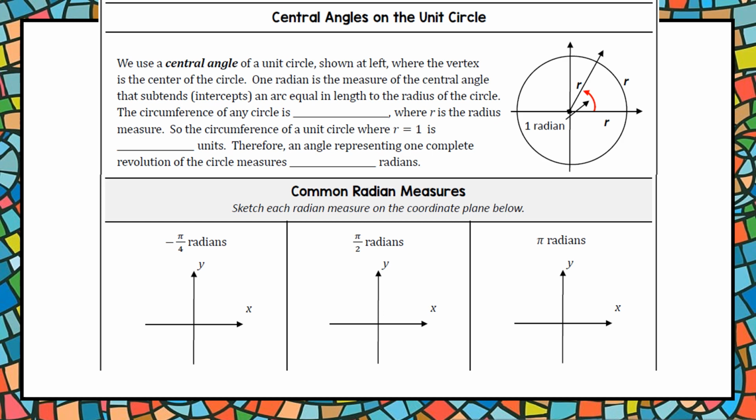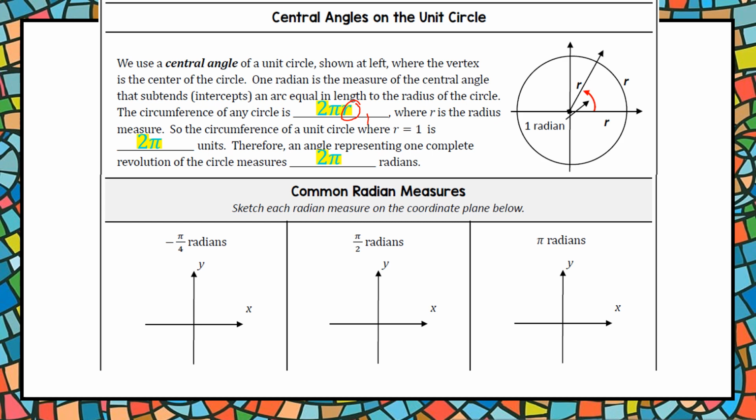The circumference of any circle, you should know this formula from geometry, is 2 pi r, where r is the radius. So the circumference of the unit circle, if we think of this r value right here as being 1, is going to end up being just 2 pi because we've replaced the r with 1. Therefore, an angle representing 1 complete revolution of the circle measures the 2 pi radians that we talked about a little bit ago.